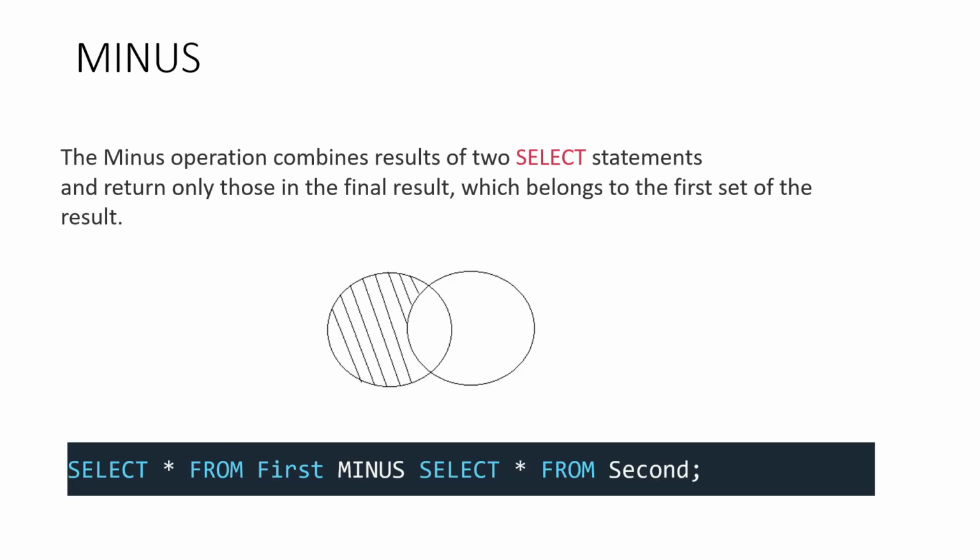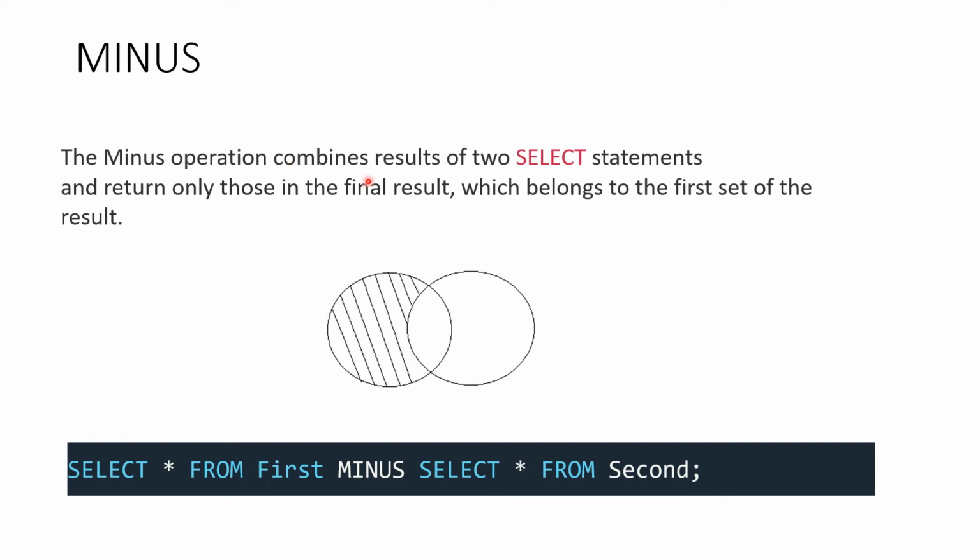The next operation is minus. Here what we do is, suppose this is first and this is second, the second one is subtracted from the first, so only the first will remain, without any row of the second table.